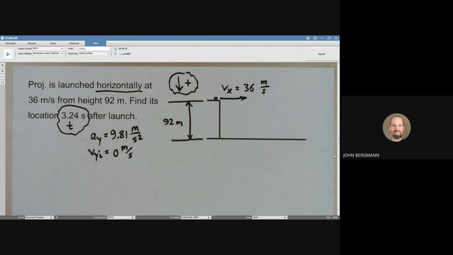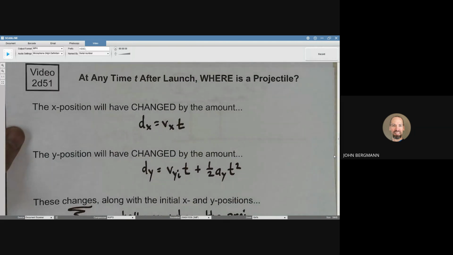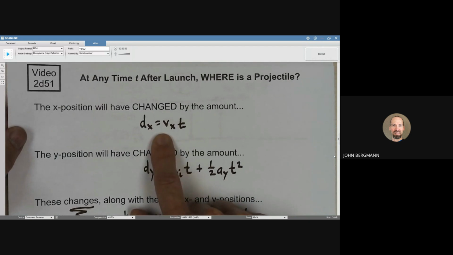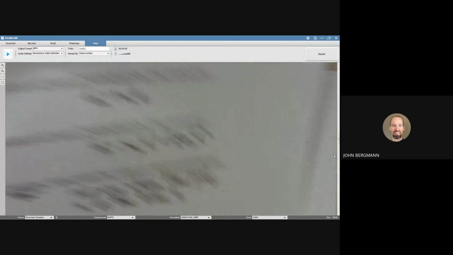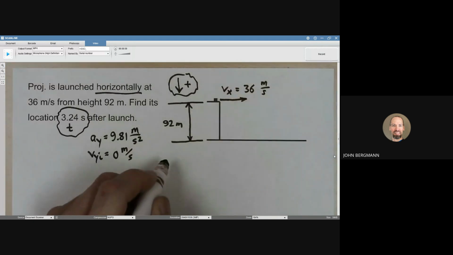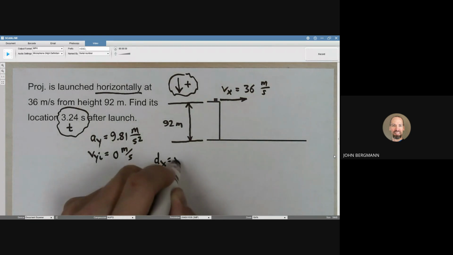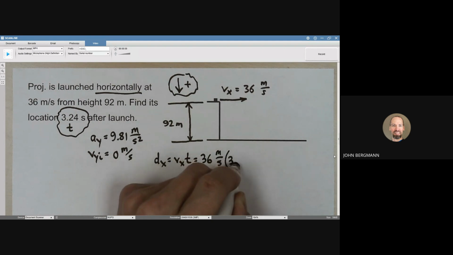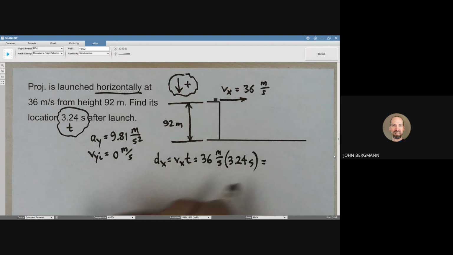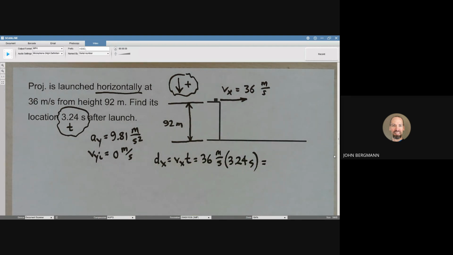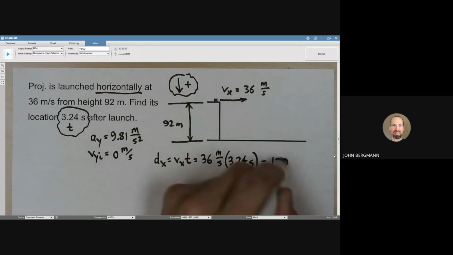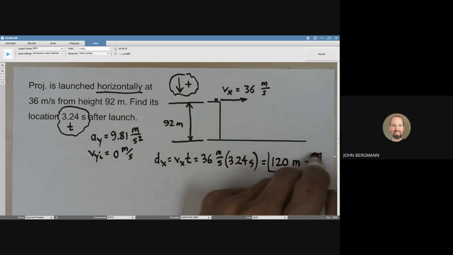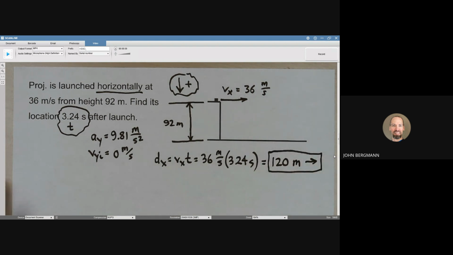And what do we need to do here? What did it say way back when we started? To find out where something is at a particular time, you got to use that equation in the x direction and this one in the y direction. Let's do it. dx equals Vx times time, 36 meters per second times 3.24 seconds. I'm looking at sig figs and it looks to me like there are 2 sig figs. So I think that's going to come out to be 120 meters. In 3.24 seconds, that cannonball has moved 120 meters to the right.